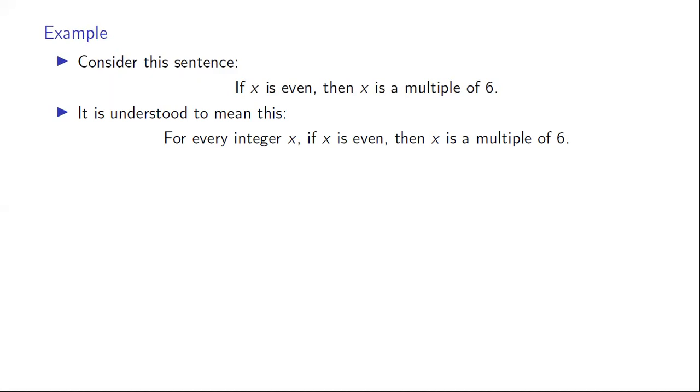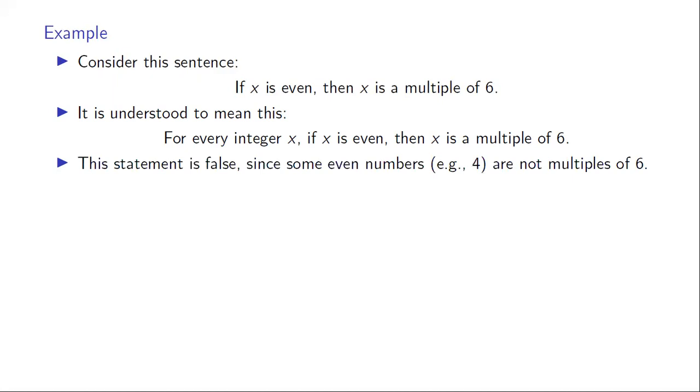So it is not true. The statement is false since some even numbers are not multiples of 6. But the statement claims that for every integer X, if X is even, then X is a multiple of 6. Now notice, sometimes it does work, right? Sometimes you have numbers that are even, and they are also multiples of 6, like the number 12.